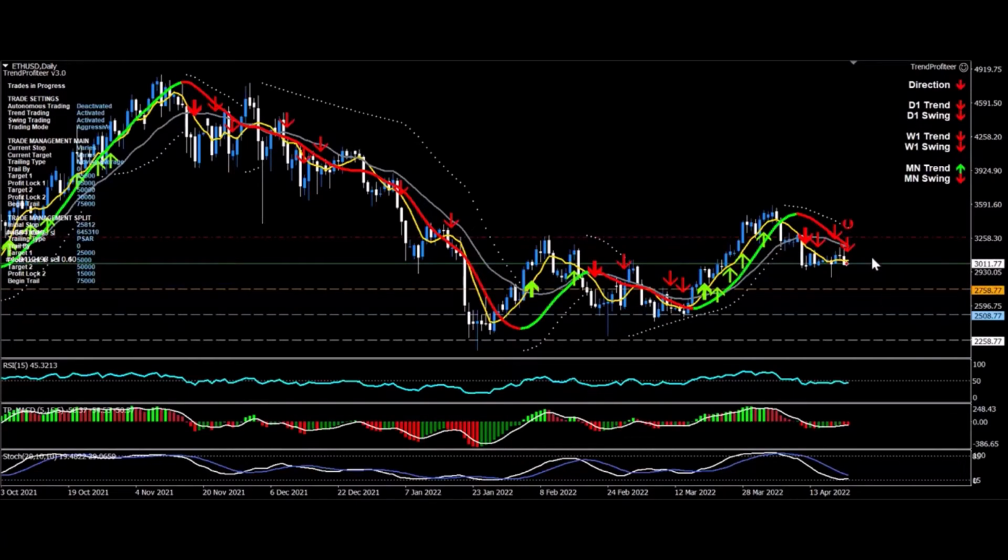I'm just about to take a trade on Ethereum. That's ETH USD. There's been a couple of trade alerts already. I've chosen to take this one because price is under pressure. I've got my profit lock targets all set. My stop loss has been set.